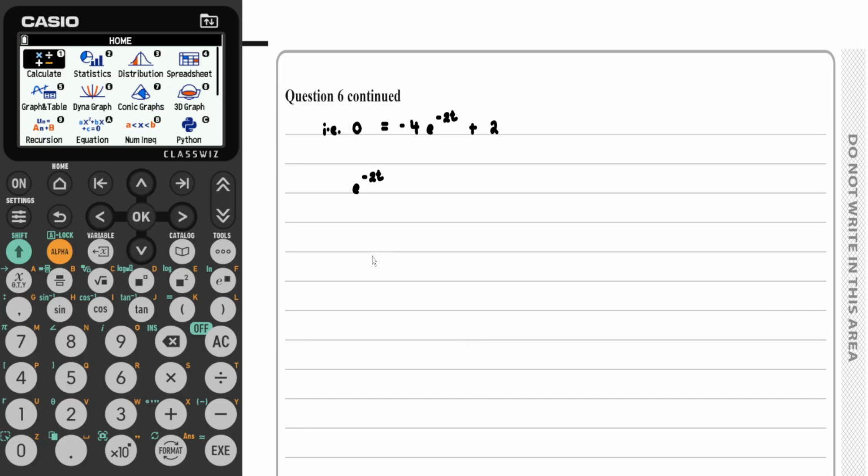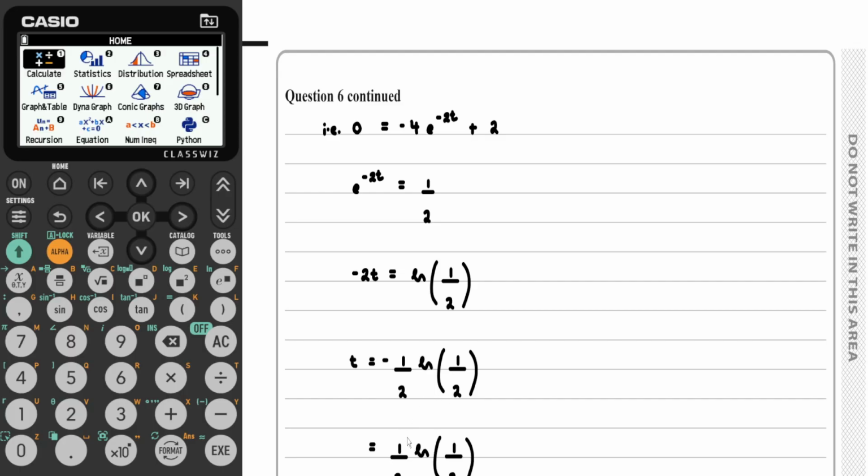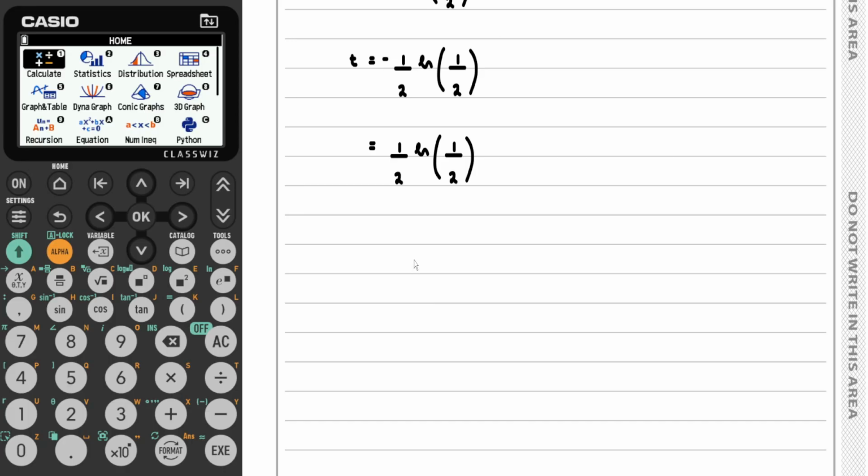So we have e to the negative 2t equals 1/2. If I take logs of both sides, we have negative 2t equals the natural log of 1/2. And if I divide both sides by negative 2, t will equal negative 1/2 times the natural log of 1/2, which we can rewrite as 1/2 times the natural log of 1/2 to the negative 1. 1/2 to the negative 1 is 2, so we have 1/2 times the natural log of 2, which is what the value of t is.